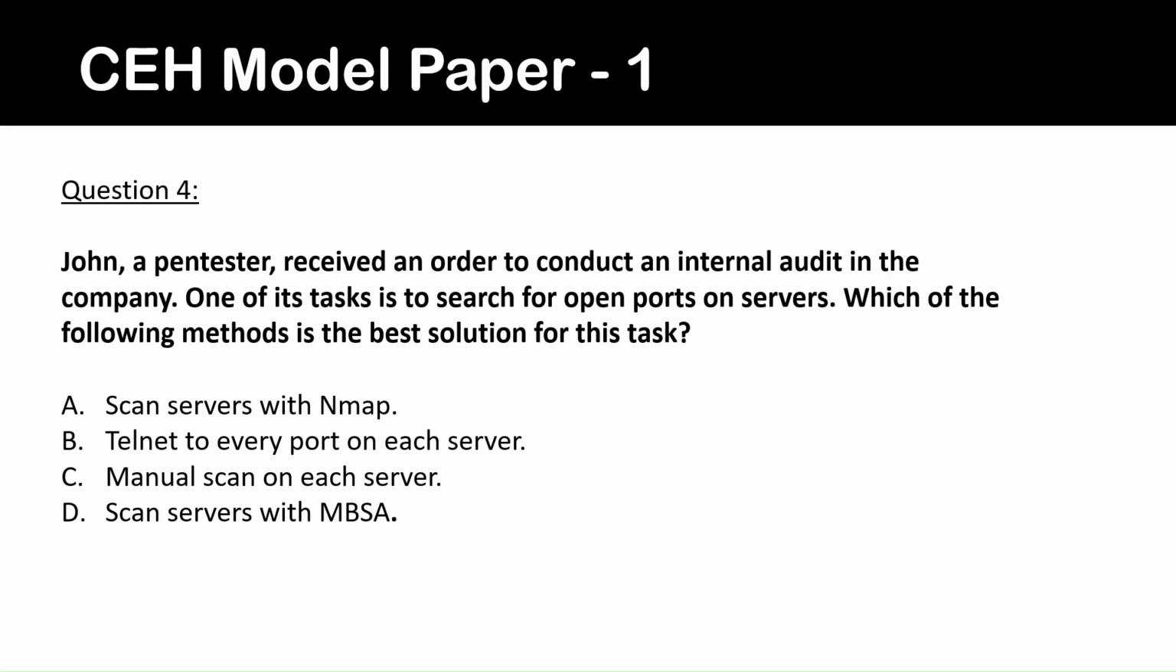Question 4. John, a pen tester, received an order to conduct an internal audit in the company. One of its tasks is to search for open ports on servers. Which of the following methods is the best solution for this task? The options are A. Scan servers with Nmap. B. Telnet to every port on each server. C. Manual scan on each server. D. Scan servers with MBSA. The answer is A. Scan servers with Nmap.